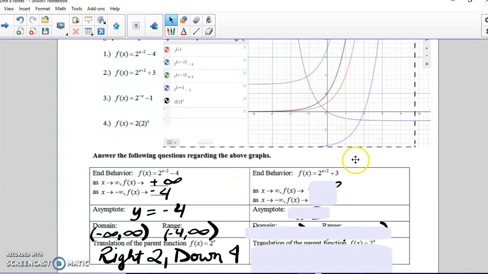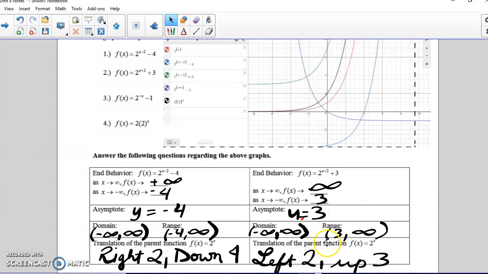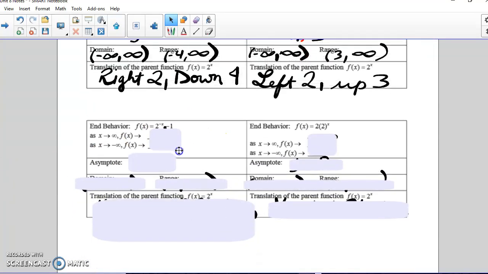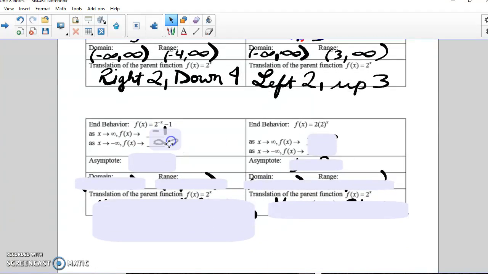Now our next function, 2 to the x plus 2 plus 3. Pause the video right here and try to complete it for this one, and the bottom 2 as well. So here's what happened. In the second one, this function moved left 2 and up 3 compared to our parent function. Hopefully you paused the video and were able to give these ones a try as well.